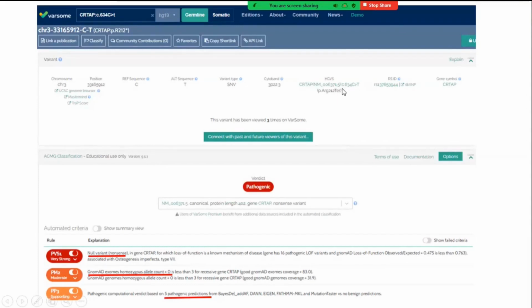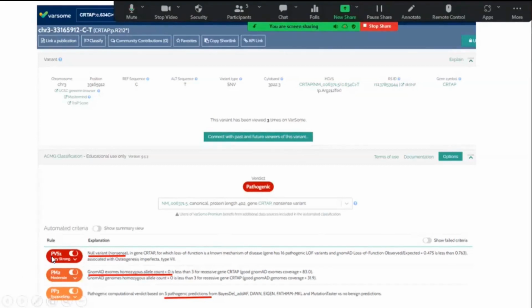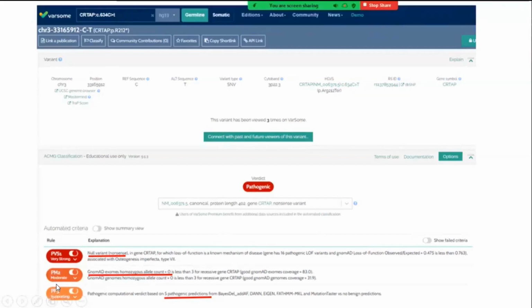So this variant is a termination variant. So it's a stop codon. The verdict is pathogenic. So don't take at face value it is pathogenic. It is giving you here what evidences it has used to say that it is pathogenic. So what are the evidences? One, it says PVS1. So PVS1, PM2, PP3, these are codes coming from the ACMG guidelines. So PVS1, it says null variant or a nonsense variant. Okay. And loss of function variants is the mechanism of disease in this disease.